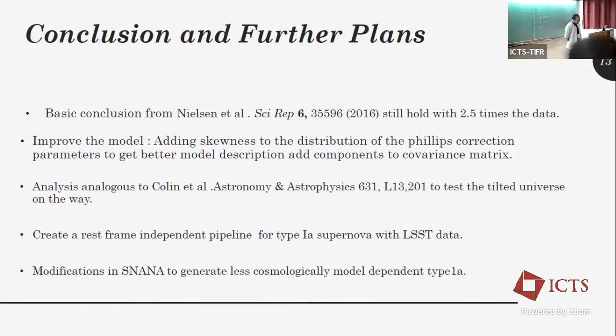Yes, sir. What's the value of H0 you get out of this analysis? I don't get any value of H0. I just put the value of H0 to be 70. Why? I know of two values, 67 and 73. So why 70? Kind of in between. Oh, average. Yeah.